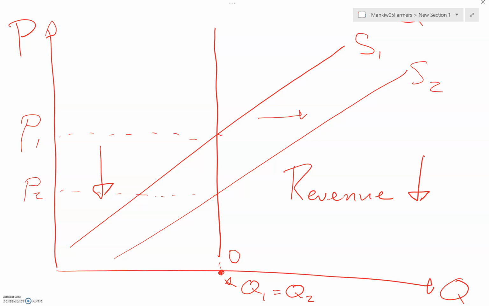Now their costs might be lower as well, so it's not clear whether costs have gone down by more or less than revenue has, but this is a situation which, at least potentially, if costs haven't gone down by that much, could be bad for farmers.